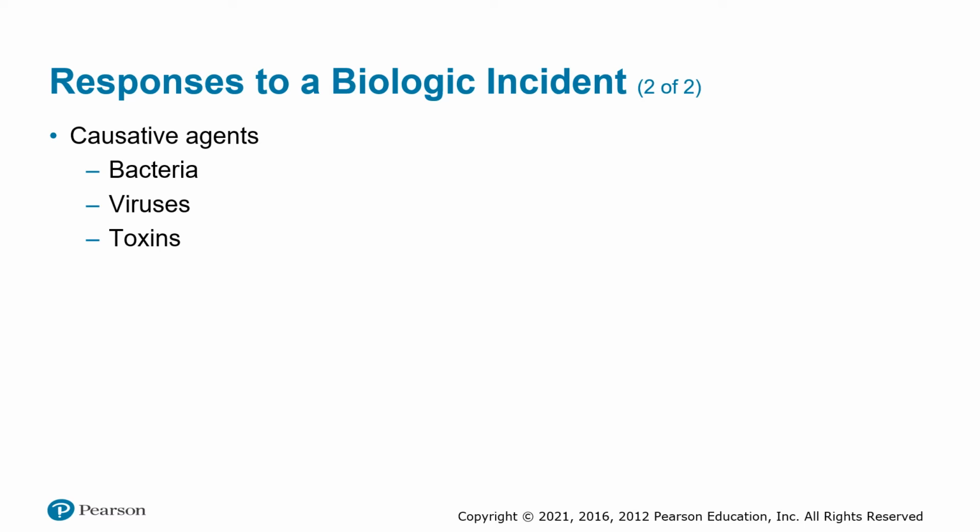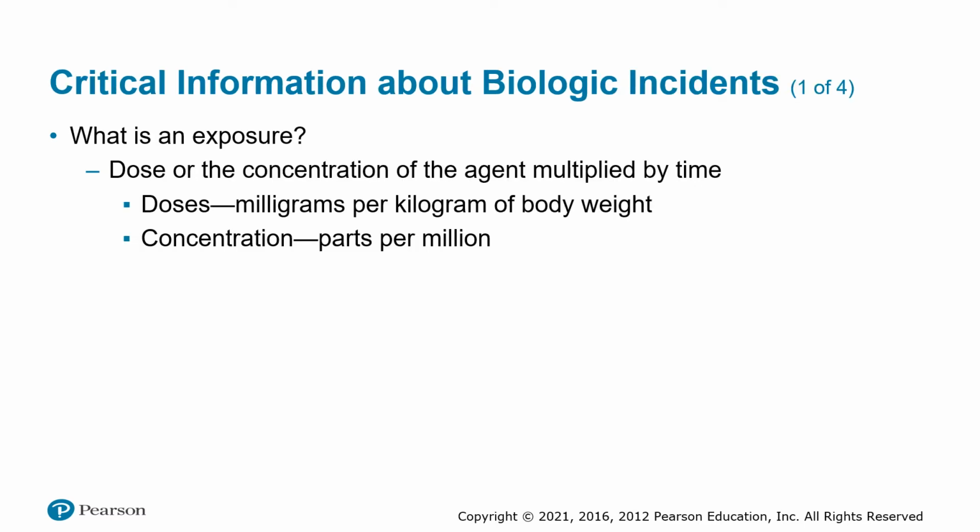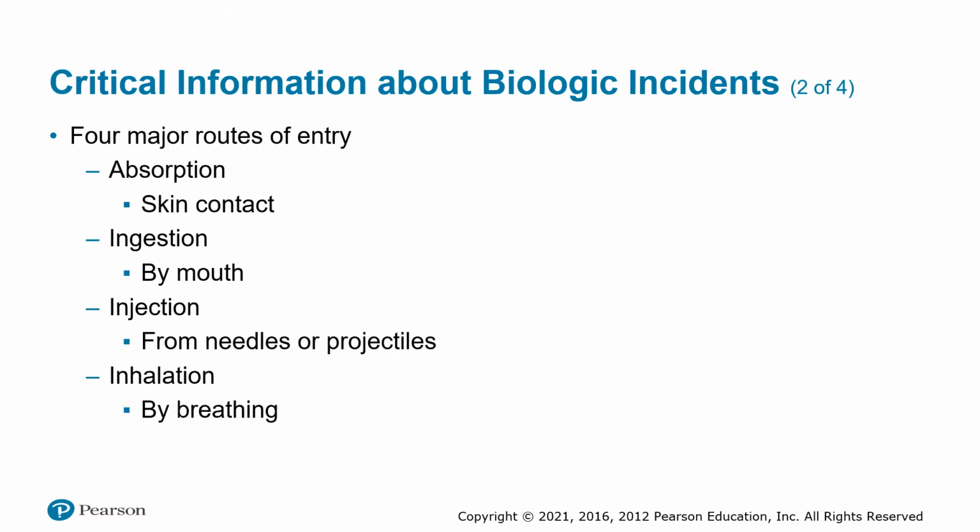Causative agents in a biological incident are bacteria, viruses, or toxins. Critical information to know about biological incidents is what an exposure is: the dose, or the concentration of the agent multiplied by time. Dose is the milligrams per kilogram of body weight, and the concentration is how many parts per million. There are 4 major routes of entry: skin contact, ingestion, injection, and inhalation.